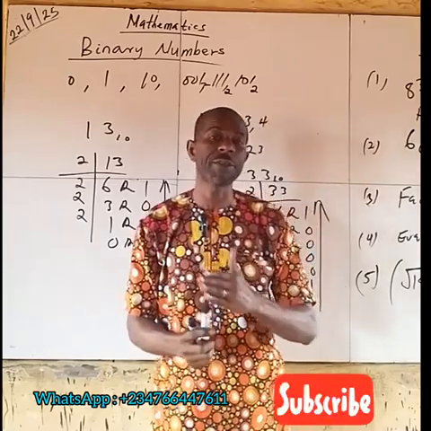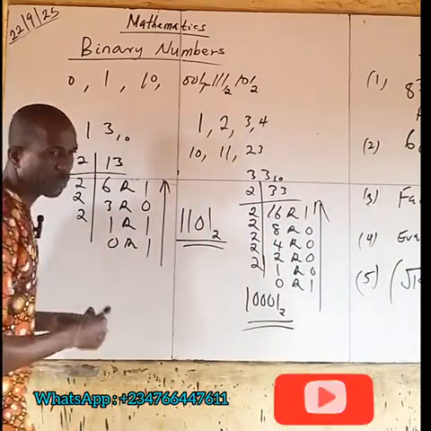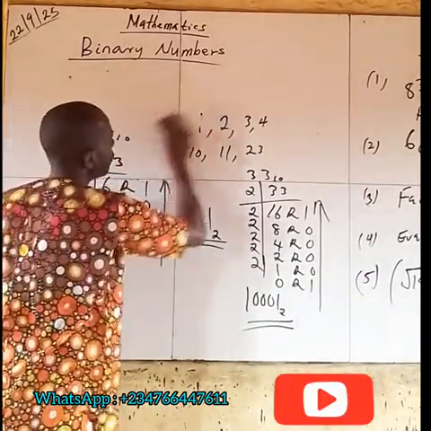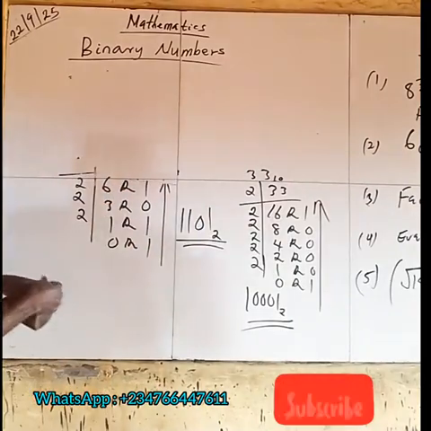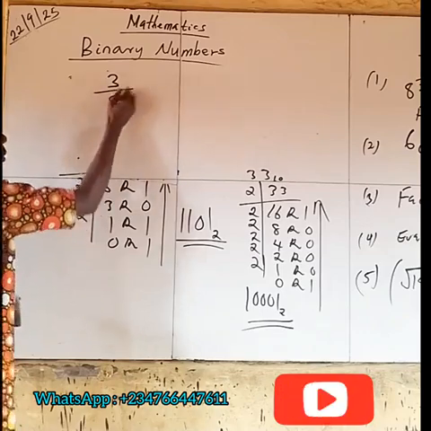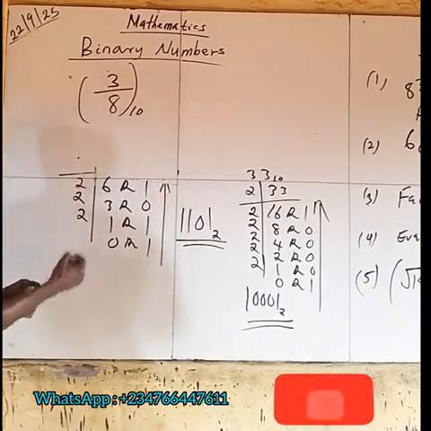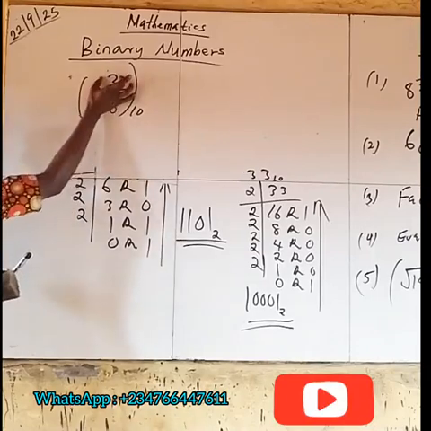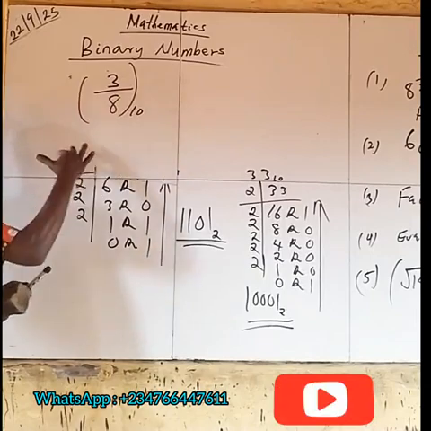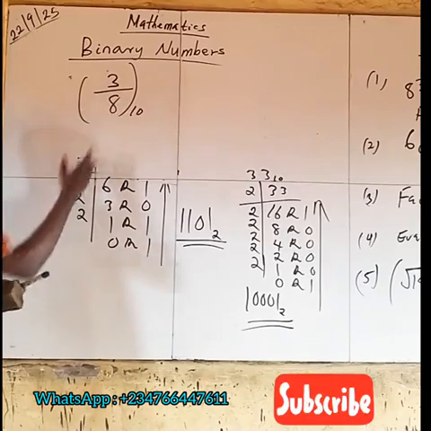Now, what if we have decimal numbers? Let's say, for example, I have 3 over 8. Imagine this one. This one is a base 10 number, right? Now let us convert this one. This one is easy. What you do is treat the numerator, treat the denominator, then whatever values you have, you divide. In my next video, I will be treating this.